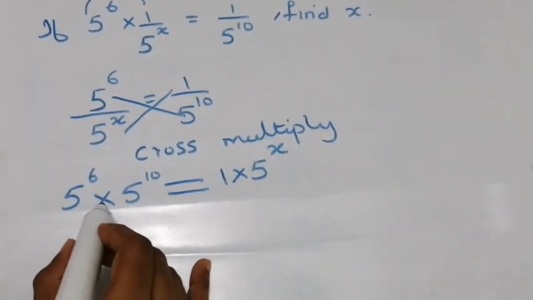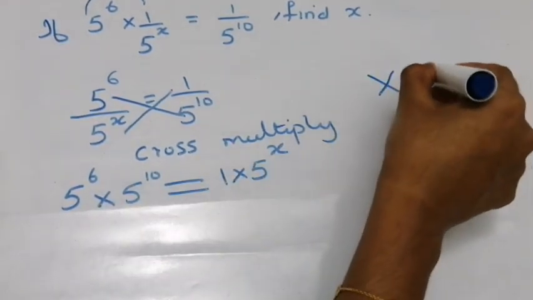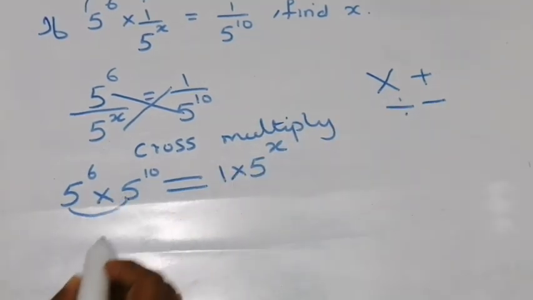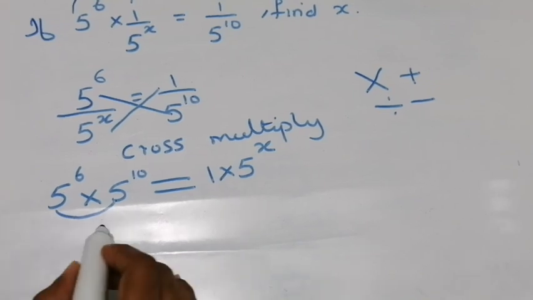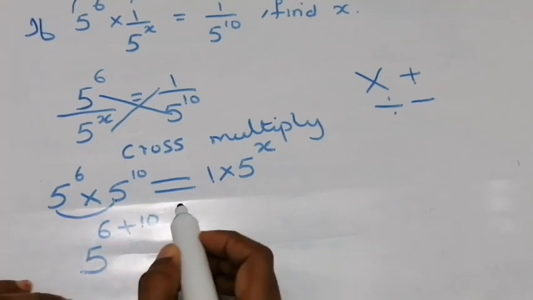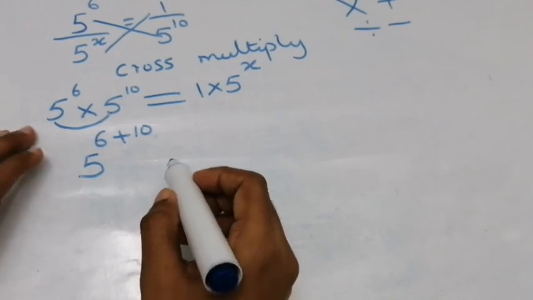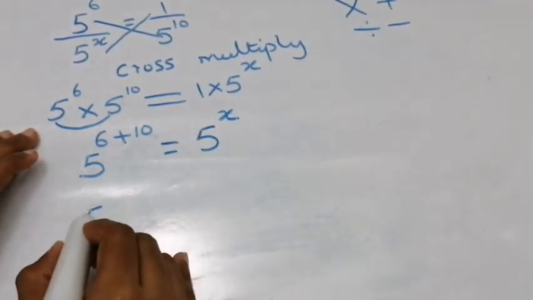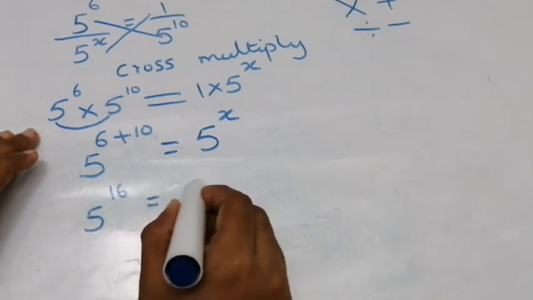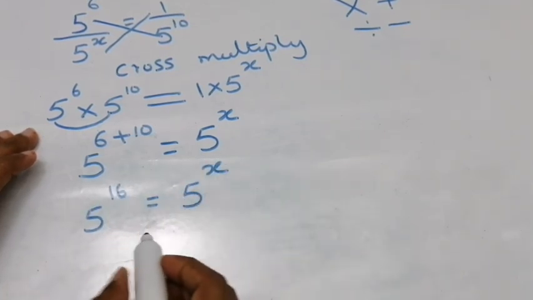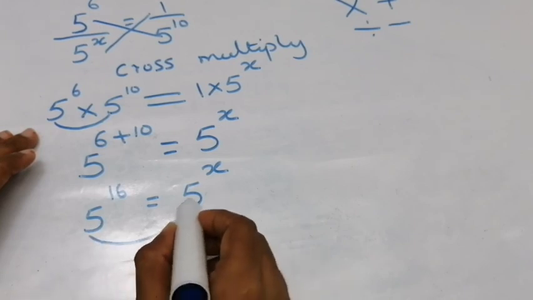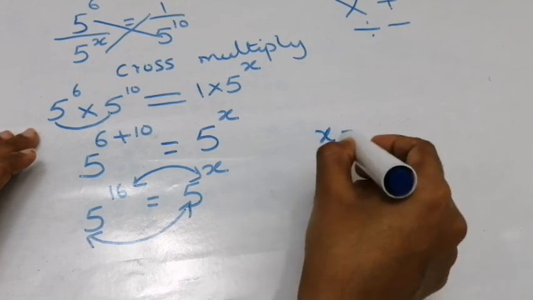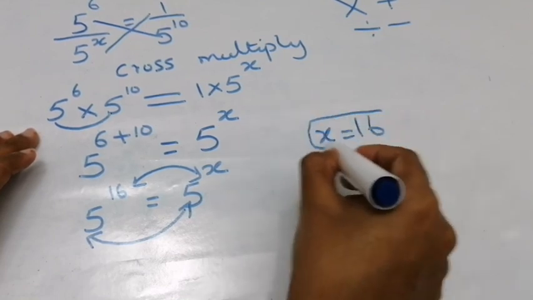Next, multiplication. We already studied that for multiplication powers are added and for division powers are subtracted. Here the bases are same, so write 5 1 times and you have to add the powers. Understood? 6 plus 10 is equal to 1 into 5 to the power x is 5 to the power x only. How much is 6 plus 10? 16 is equal to 5 to the power x. Now here and here you can see the bases are same. Therefore the powers are also same. So I can write x is equal to 16. So we got the value.